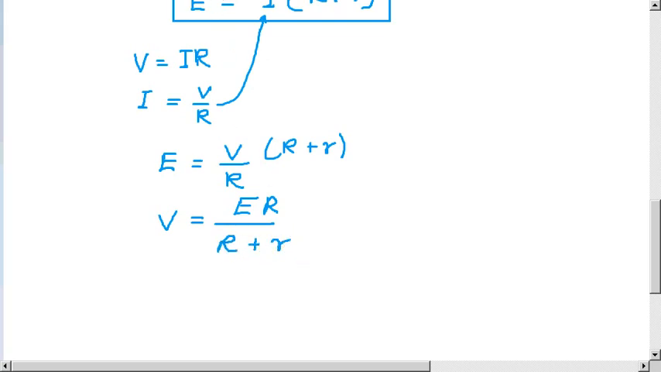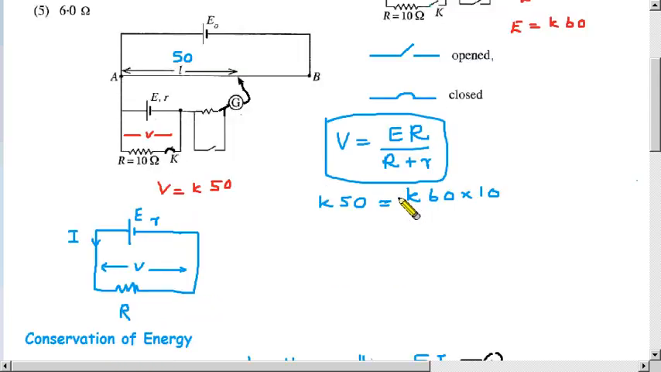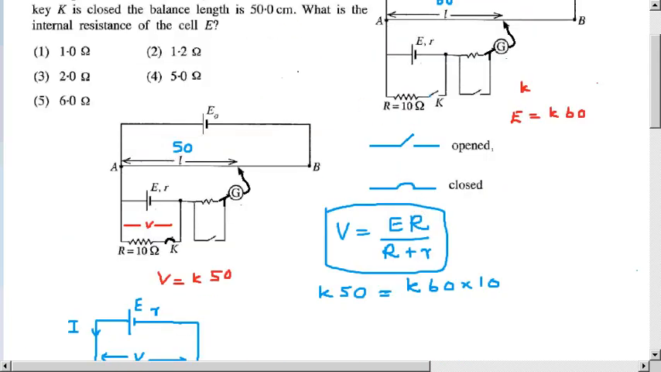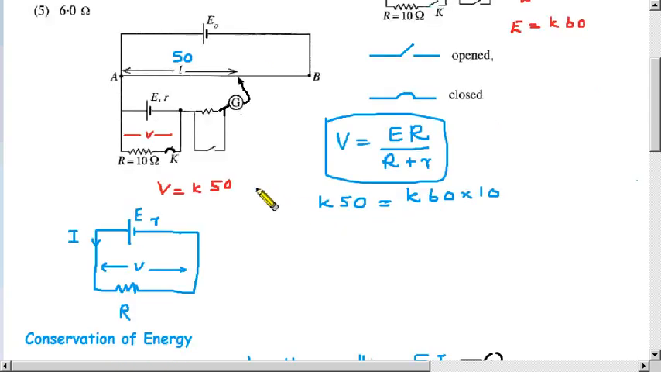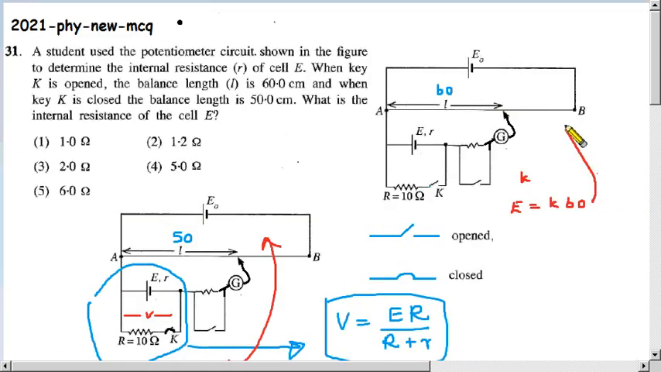So this is the equation that we use to find the internal resistance of a cell. So that is what I used here at the beginning when I was solving this problem. So this equation is valid for this circuit. This equation is valid for the potentiometer. This one also to the potentiometer, because we take the readings when the galvanometer is 0.